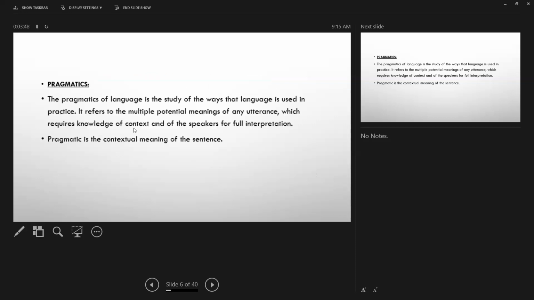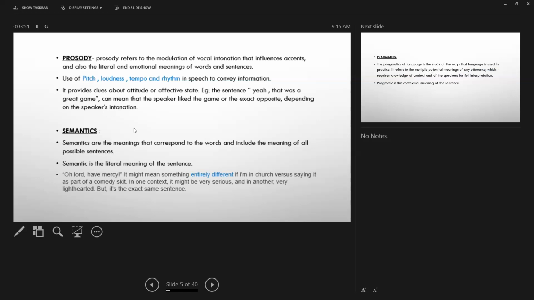Semantics and pragmatics, these are the two words we need to understand because we can sometimes get confused between these two words. In an easy way, I can tell you that semantics is the meaning that corresponds to the words and includes the meaning of all possible sentences. So semantics basically means the literal meaning of the sentence.